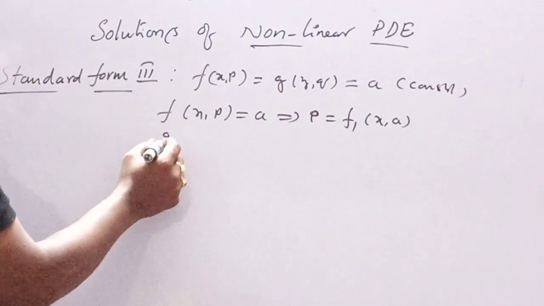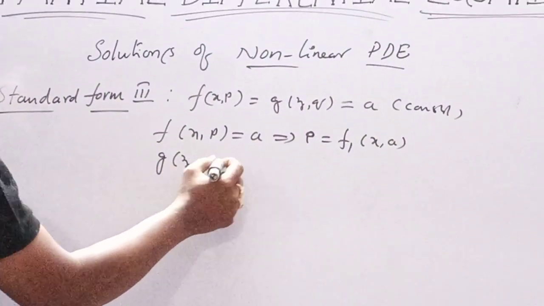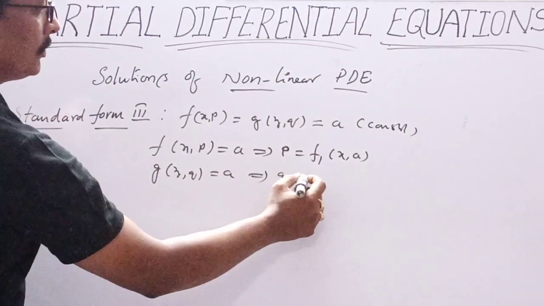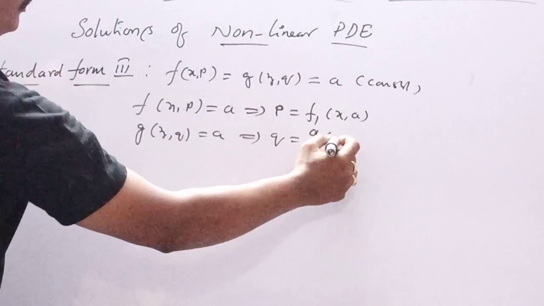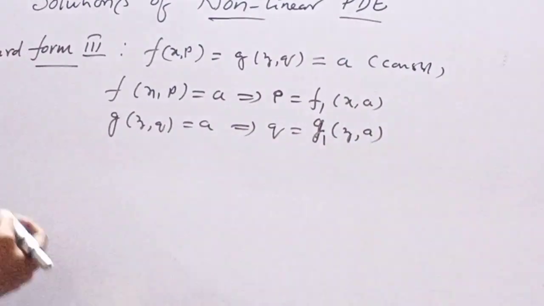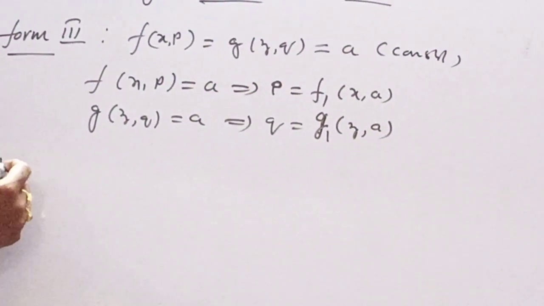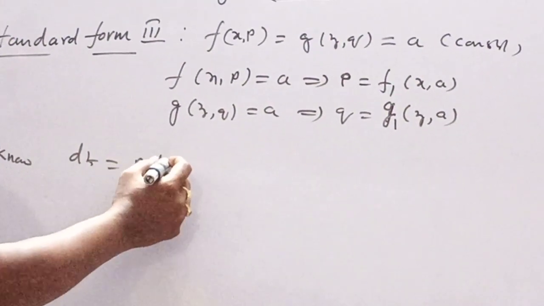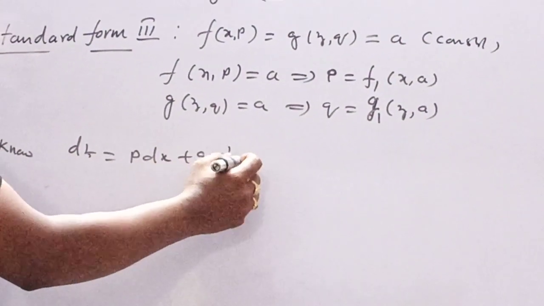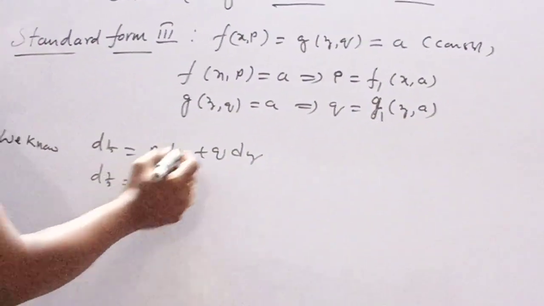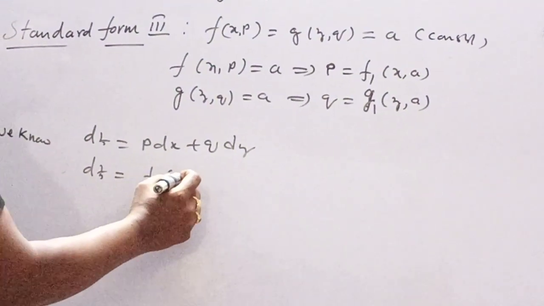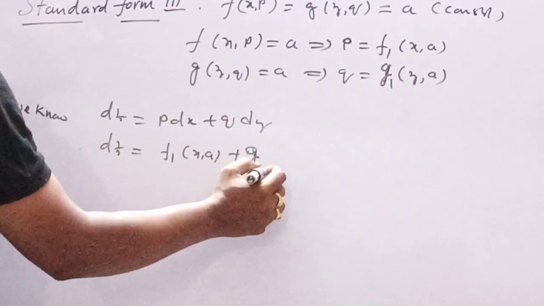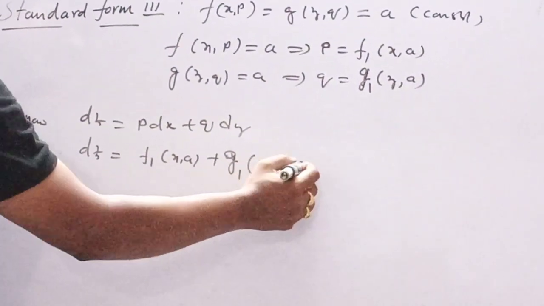Similarly, take the second one, g of y comma q equal to a. Using this expression, q equals g1 of y comma a. Already we know dz equals p dx plus q dy. So dz equals, what is p here? f1 of x comma a dx, and q means g1 of y comma a dy.